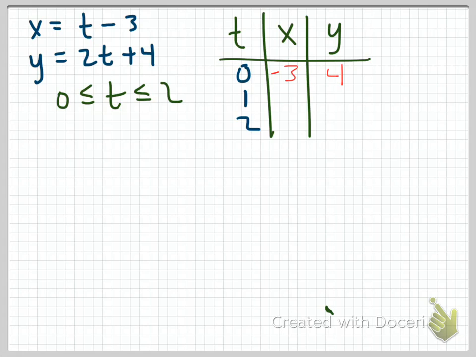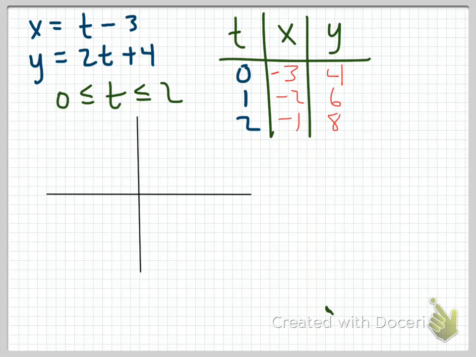Just make your xy chart with an extra t in there, pick values of t, and then get the x and y. If t is 1, x is -2 and y is 6. If t is 2, x is -1, and 2 times 2 is 4, plus 4 is 8. Once you get those values, you make your x and y axes and plot the points.